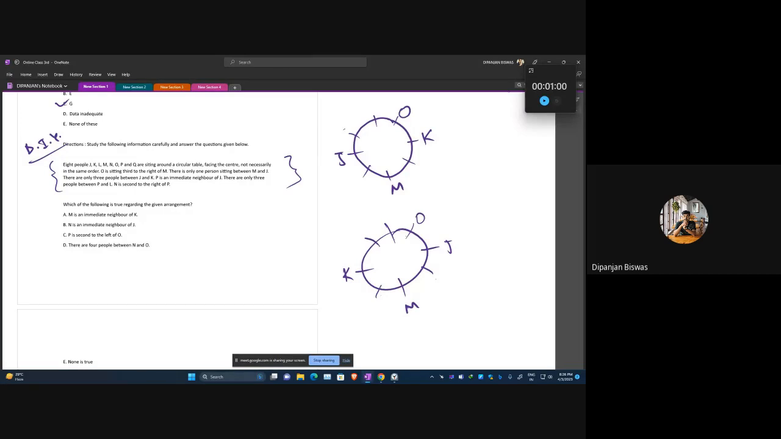In the next statement, it is said P is an immediate neighbor of J. So P should come here, obviously. But in this possibility, there are 2 positions open. So again, draw another diagram. M should be here, K here, J here.